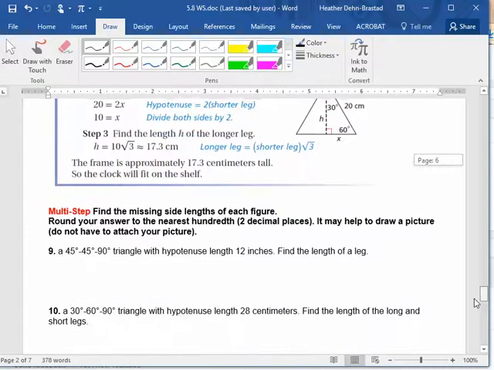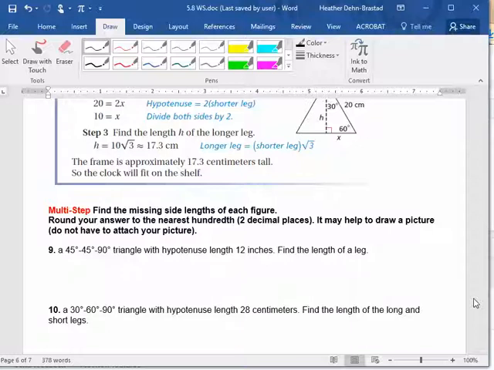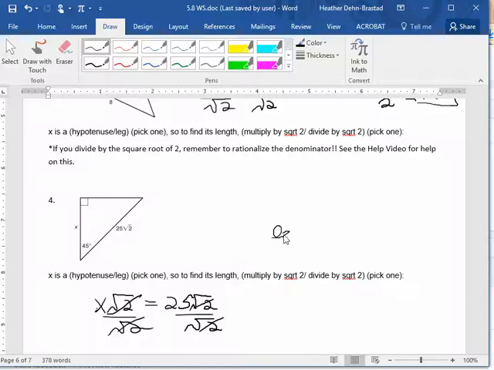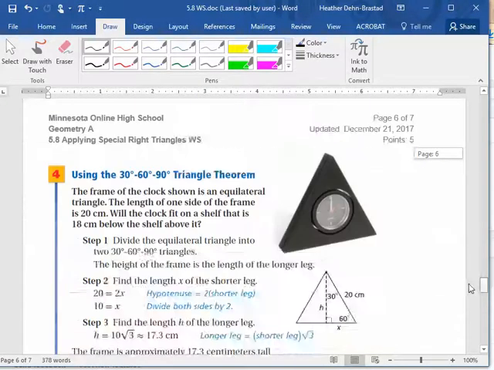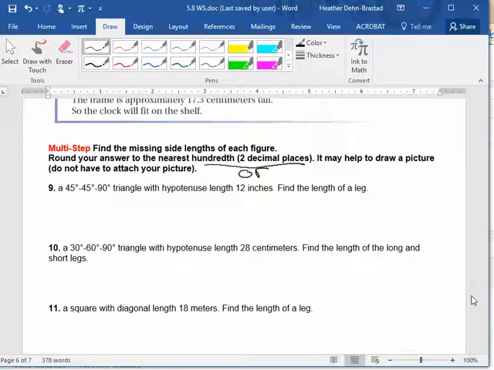Then there are some problems at the end where you will be finding the missing side of each figure. It's helpful to draw a picture. On these ones, you are going to round to 2 decimal places, or you can leave it as a simplified radical. I know the directions say 2 places, but I'm going to say either one. Again, a picture helps because there are no pictures for these.